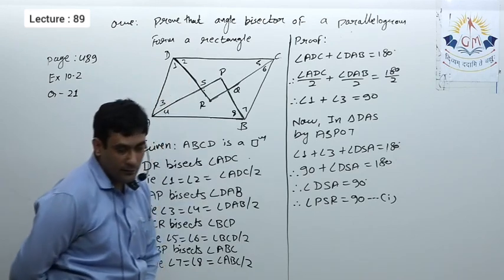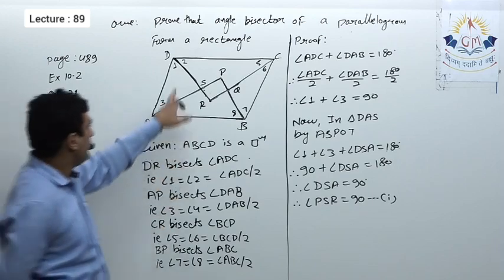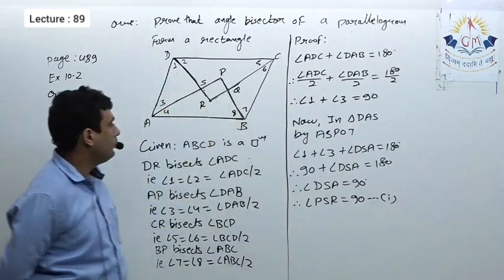Then save our time. So think for a while, is it possible to prove this DR is parallel to PB or not?